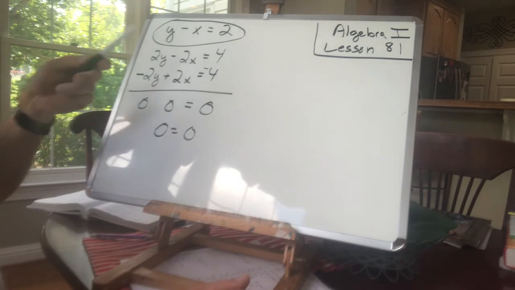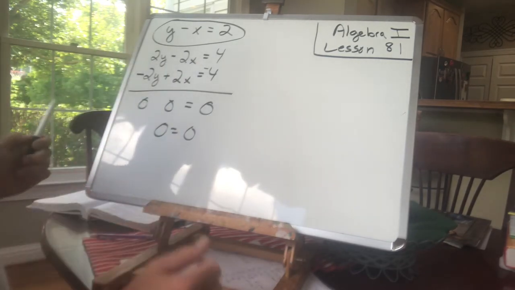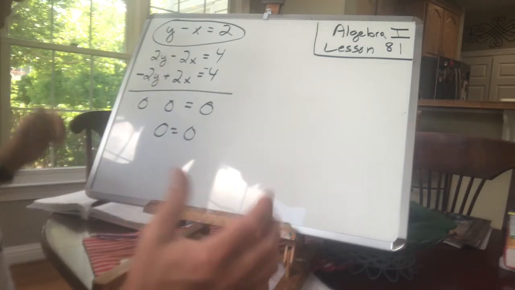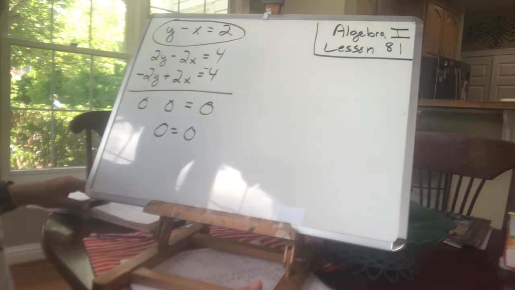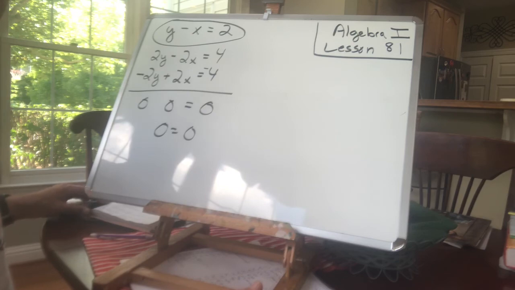Now, what was this method? This was the elimination method, right? The other one was the substitution method. Two different ways of figuring out if it's a dependent equation or not.